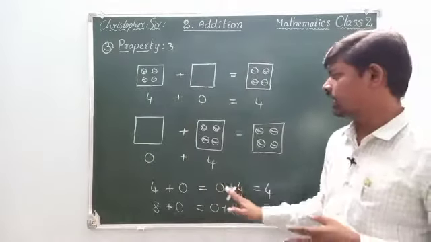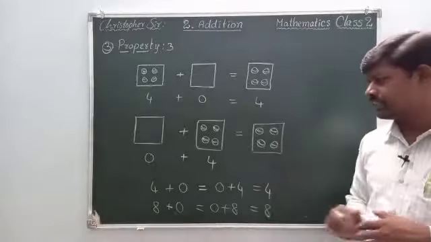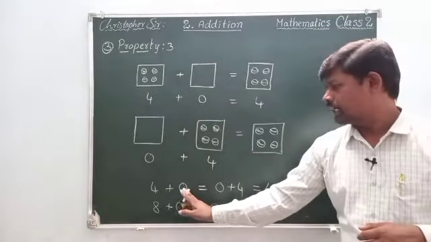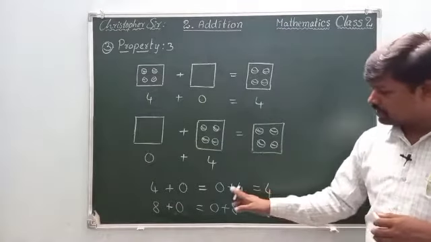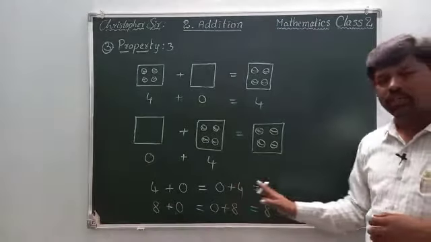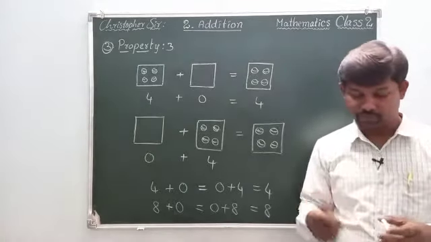Clearly observe and you can understand. This is very easy. If you add 0 to any number, you will get the number itself. If you add any number to 0, you will get the number itself. Let us see property 4.